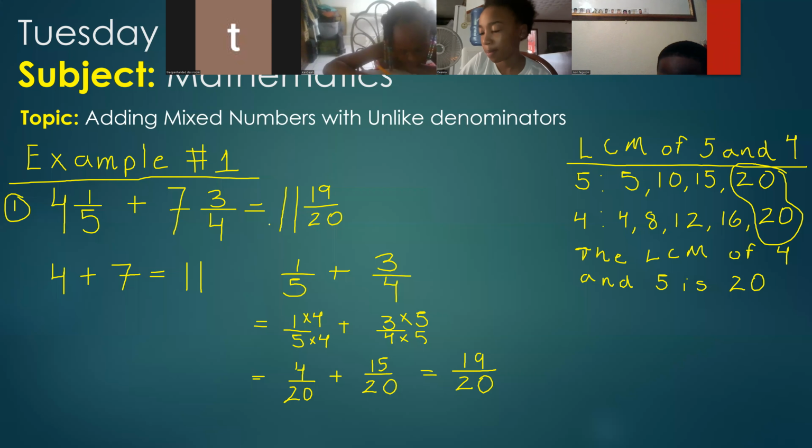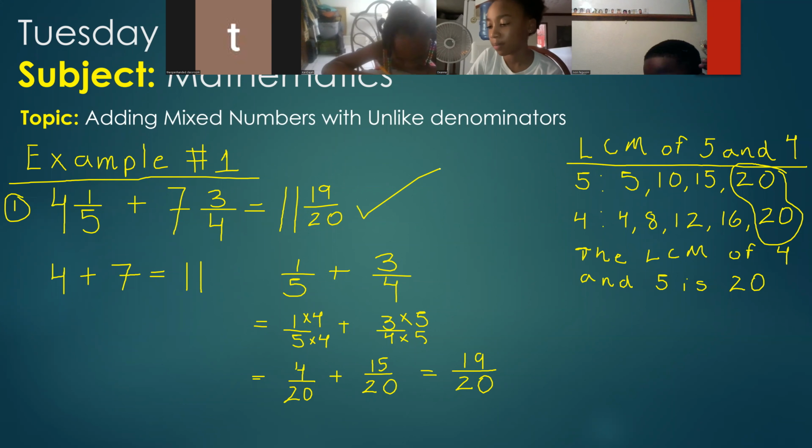So the answer is 11 and 19 over 20. All right, Deanna, can you explain how we got our answer, please?